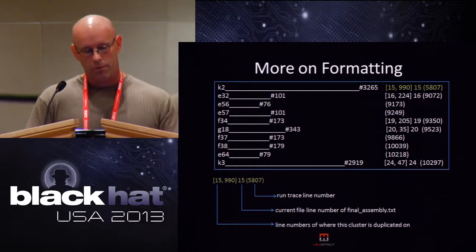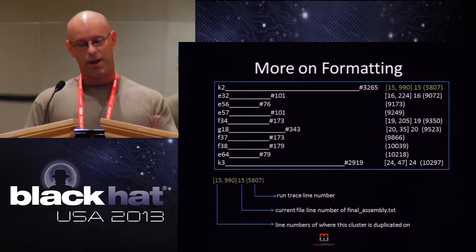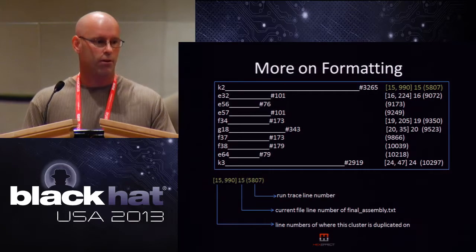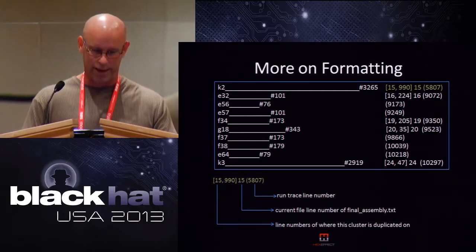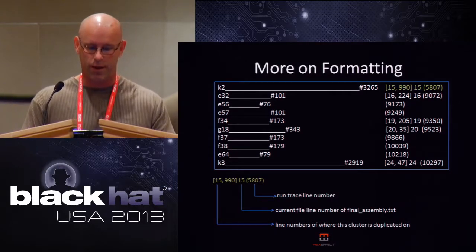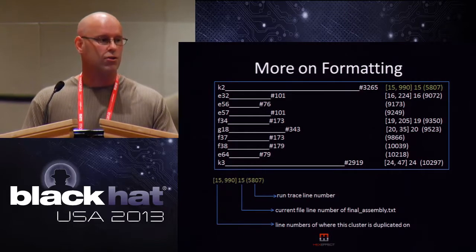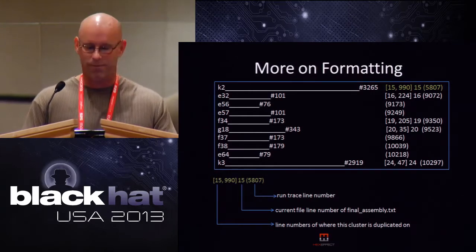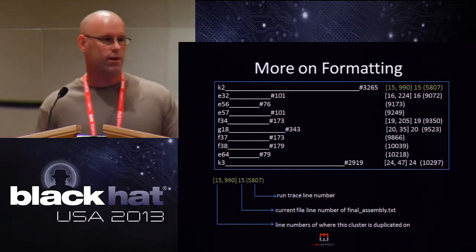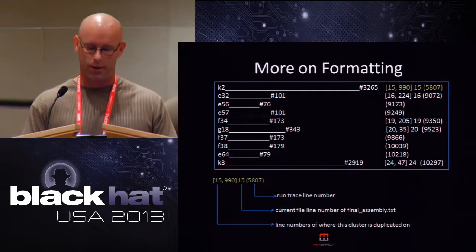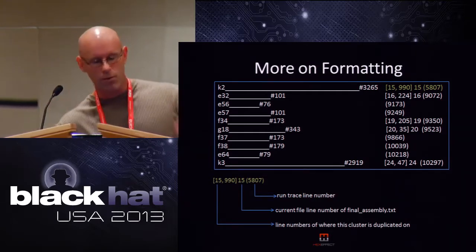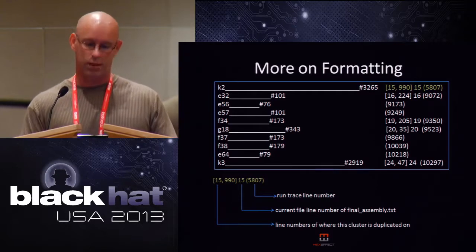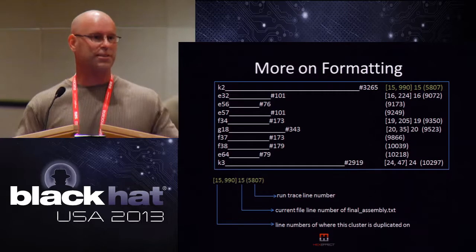If anybody is a Vi editor, a guy like myself, then I put in some extra help. That's what this "more on formatting" is. In some of the examples above, I didn't put it in because I didn't want to clutter up the presentation, but it's worth noting that you see K2, this is again a real example. K2, it's got 3,000 whatever. It's on line 15,990. So in that final_assembly.txt file you're looking at, if you just want to go to that line real quick, you can do that. And then the next number is the 15, which tells me what my offset is currently. Of course, you can in Vim look down and see what line you're currently on. And then the 5,807, if you want to find out where that cluster begins in your run trace, you can bring up your original run trace, go to that line, and that's where it begins. And then, of course, you can copy the 3,226 from there, and then you have it.